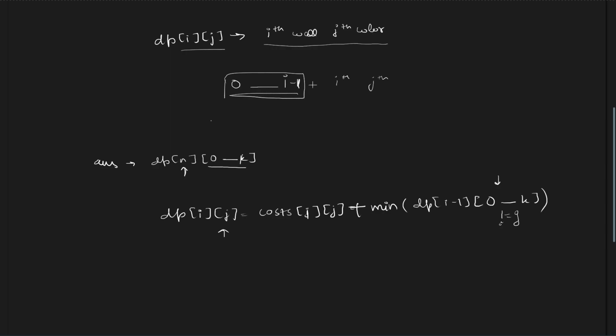This is our constraint. Similarly, while computing the answer, there is no such constraint. So I can take any value from 0 to k here. The minimum of all these values would be my answer, right?